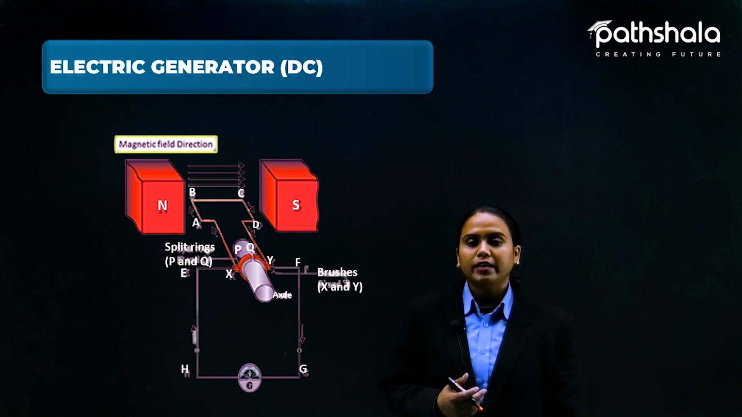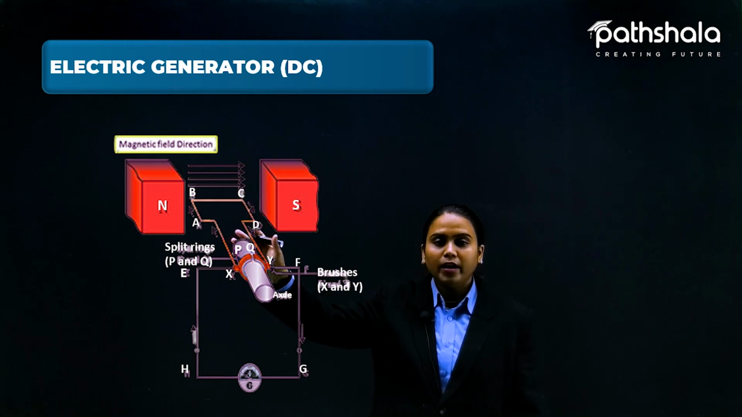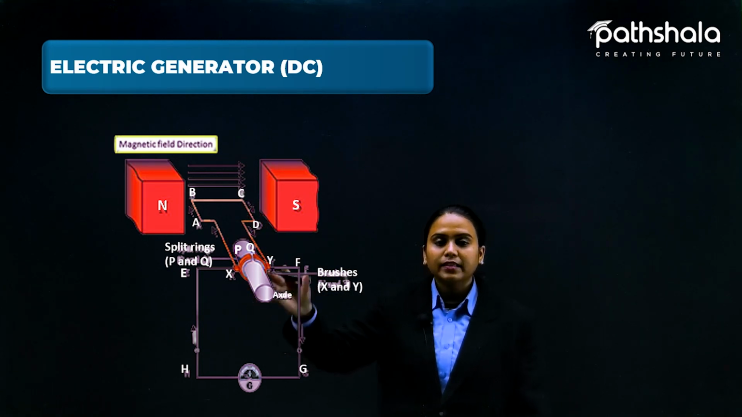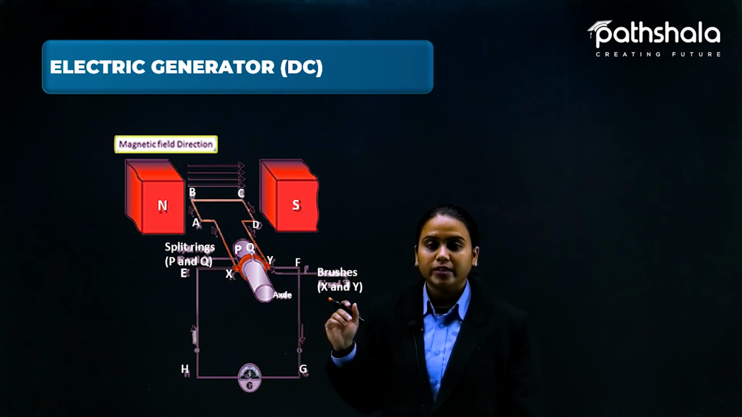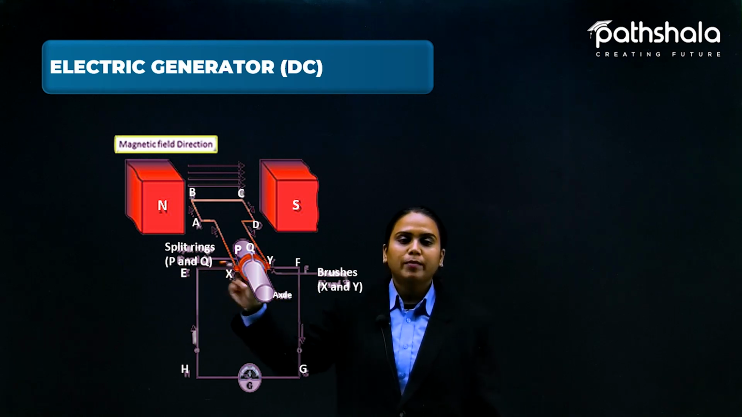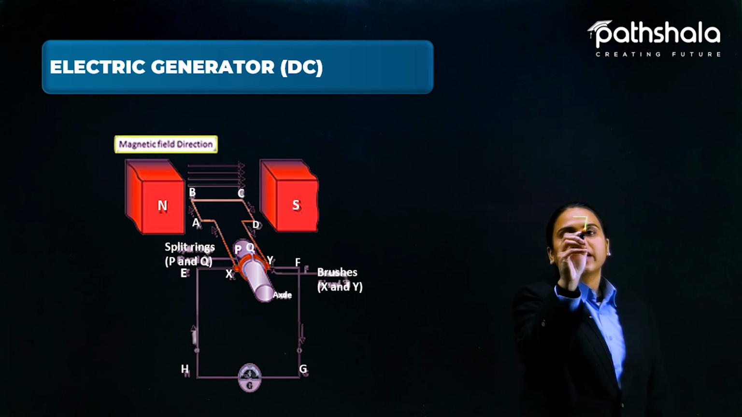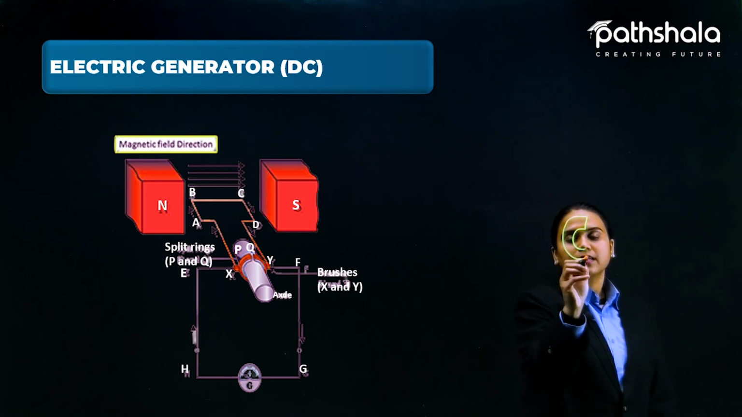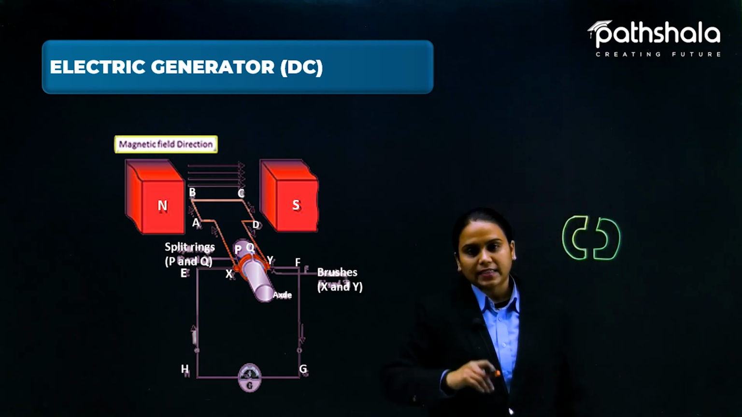What we are having here is the same thing that we were having in the case of alternating current, that is the magnetic field, the coil, and this axle that is attached with two split rings, and here we are having two brushes, that are X and Y, and the split rings are denoted by P and Q. As you can see in the diagram, the split rings are also known as the commutator. So the commutator here is rotating on the axle.